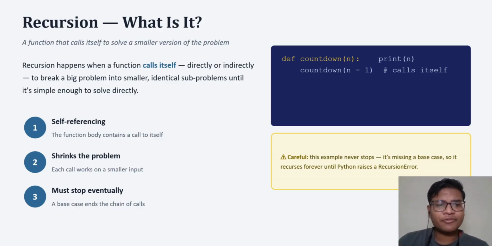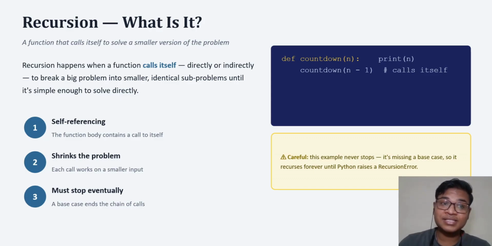I hope you understand. When a function calls itself, that's known as recursion. That means what? First of all, it is self-referencing. The function body contains a call to itself. The second one is that it shrinks the problem. Each call works on a smaller input. The third one is that it must stop eventually. That is the most important thing. A base case ends the chain of calls.